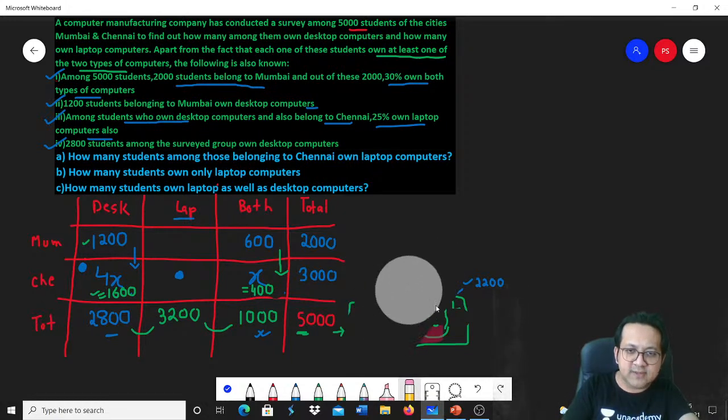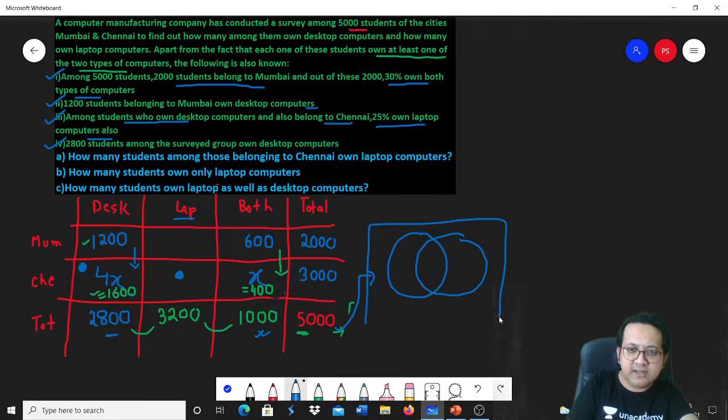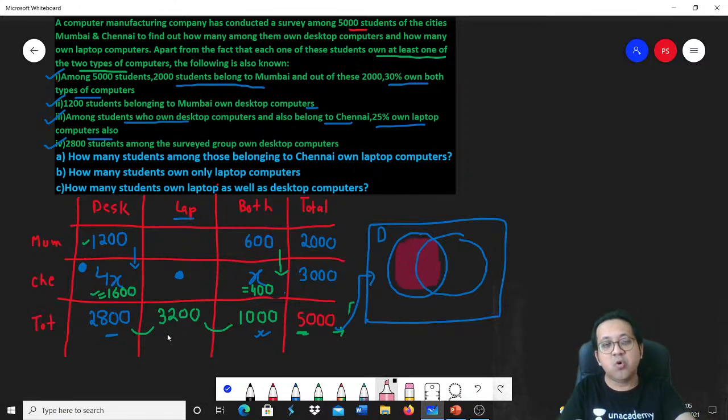If I were to draw this diagram, the last one, you know what? What is the desktop part? Desktop is this entire circle, this entire color, which is 2800. What is laptop? Laptop, which we have got as 3200, is this entire color, right?